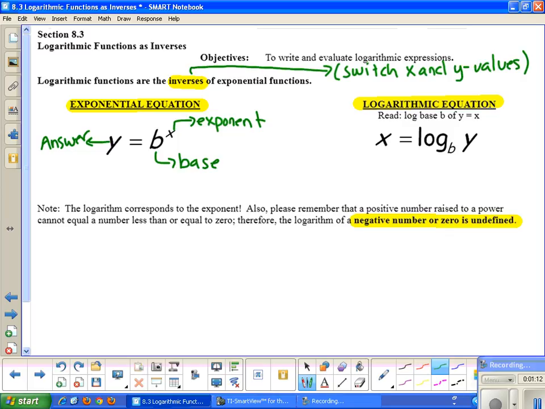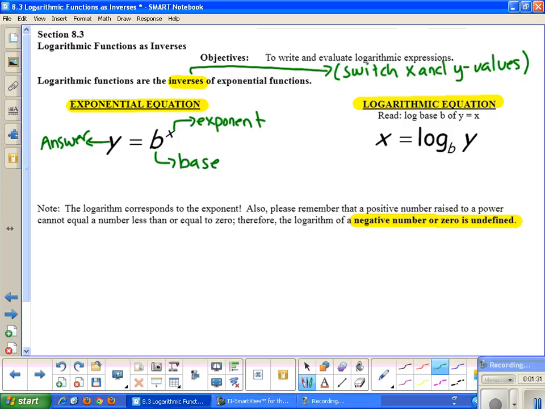How would we go about doing that? The only way that we can get the exponent down so that it's not there is by writing a logarithm. So the way that we write this is we write x is equal to the log base b of y. So notice that my answer is going to be the exponent.